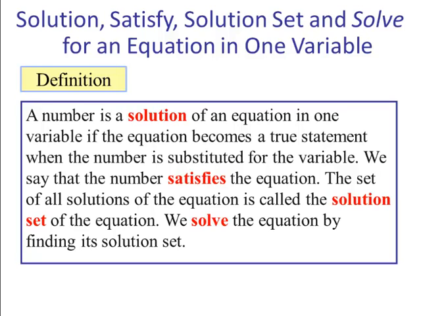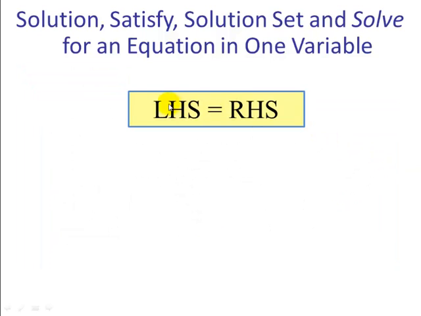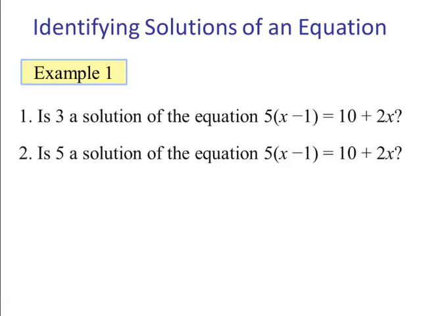So in other words, when the left-hand side and the right-hand side are equal, whatever number makes that true statement is a solution. Now when that happens, we say that that number satisfies the equation. The set of all solutions of the equation is called the solution set. We solve an equation by finding its solution set. So we just have to keep in mind we want the left-hand side of the equal sign to equal the right-hand side. Let's do an example.